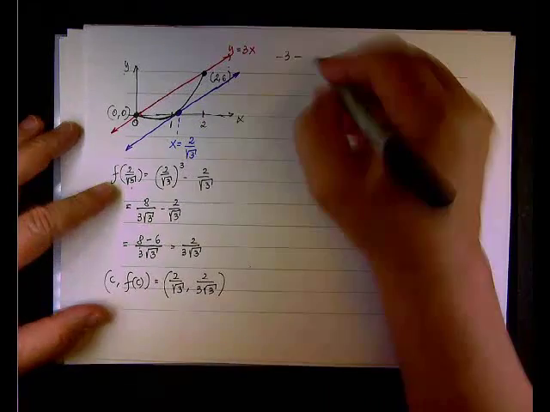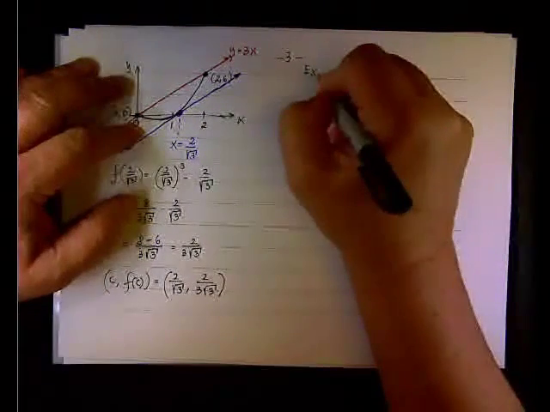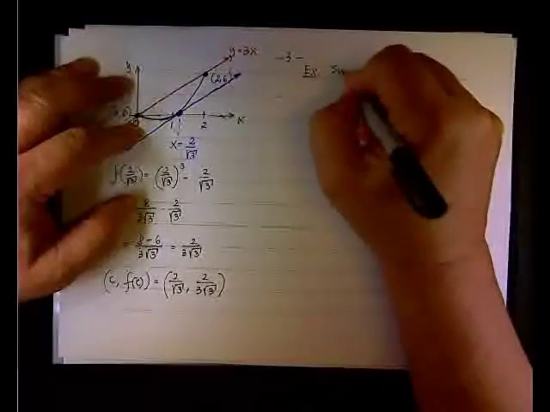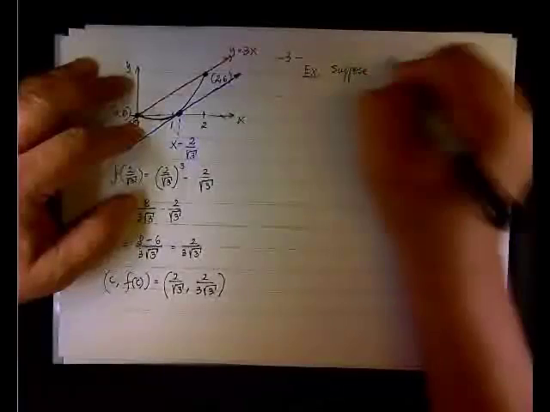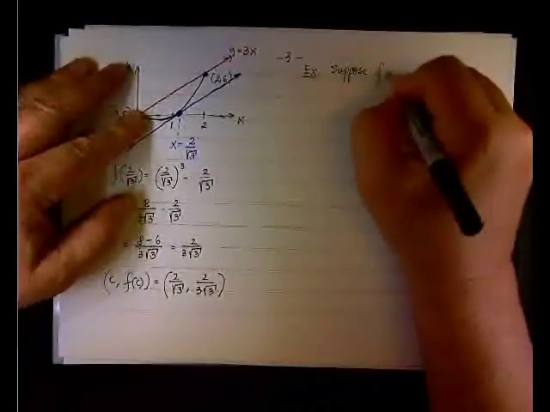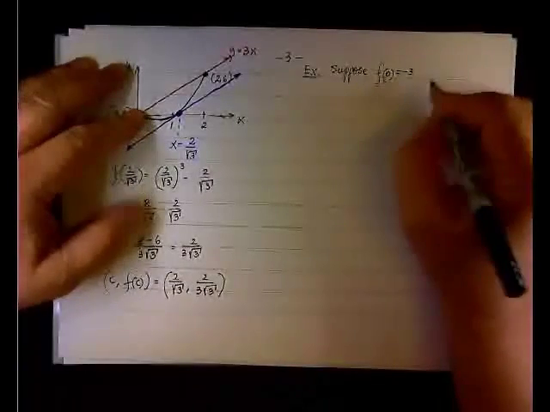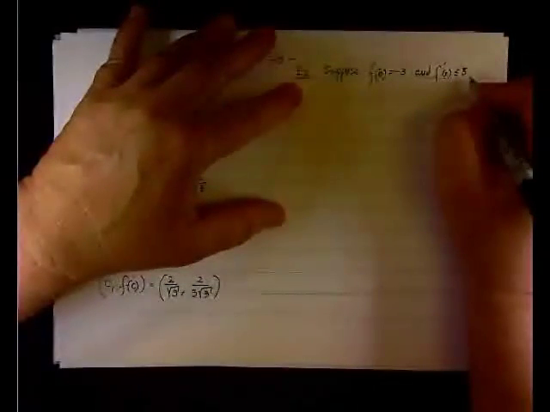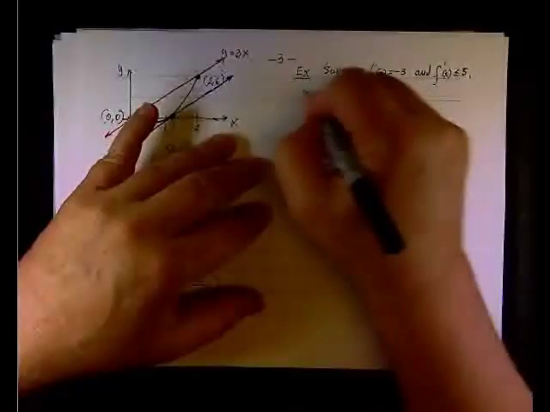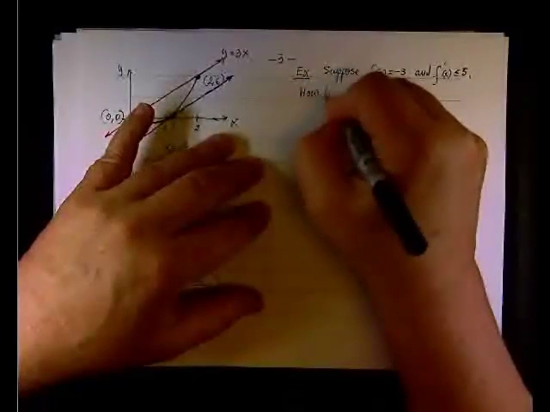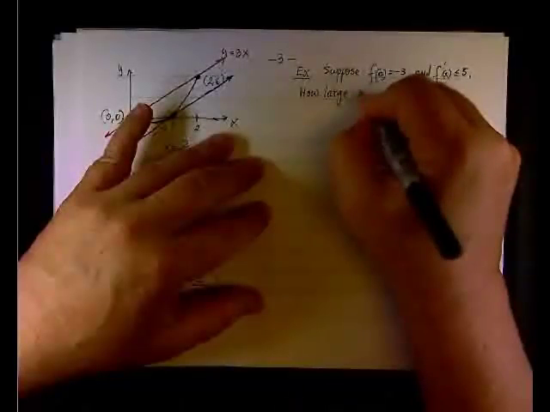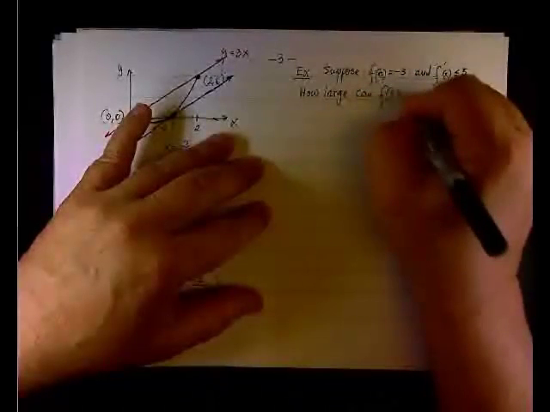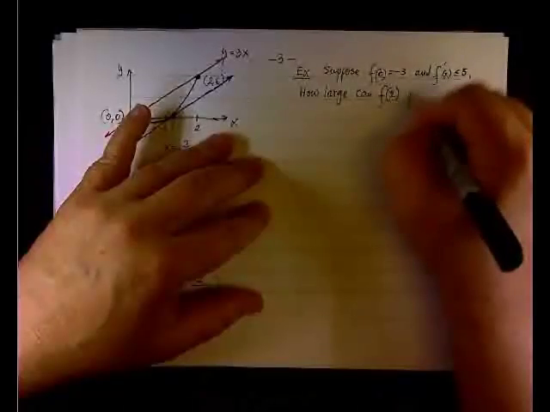It's an interesting looking question. The data is the following. Suppose f of 0 equals negative 3. And also we suppose that f prime of x is less than or equal to 5. And the question is, how large can f of 2 possibly be?